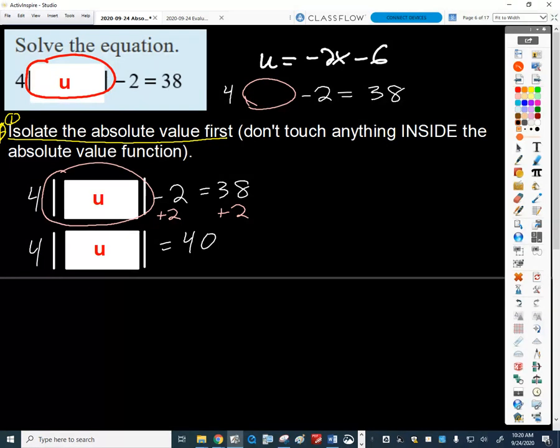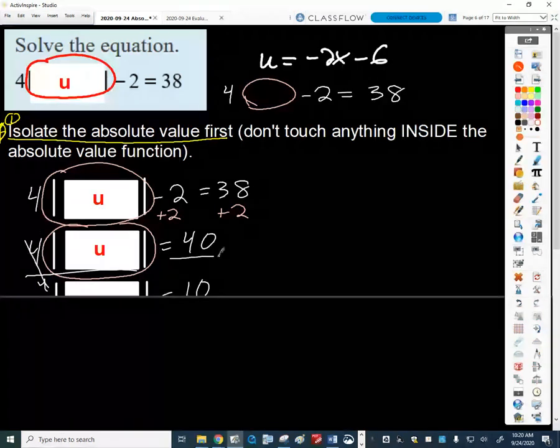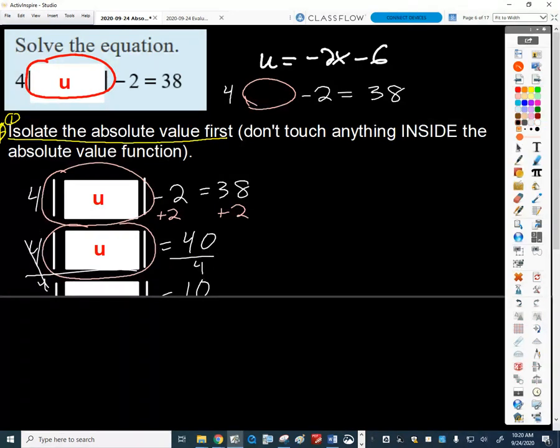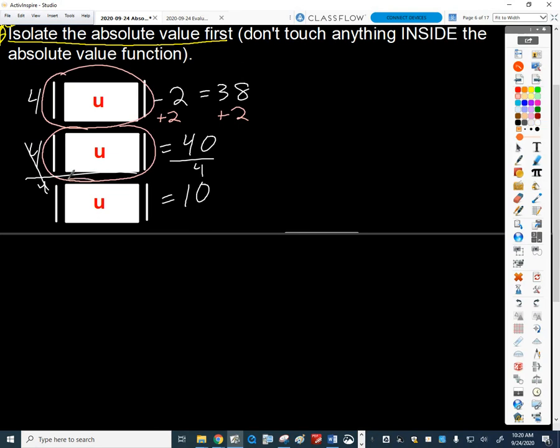What's the next thing we need to do, Brooklyn? Divide by 4. Good. And then we're there, aren't we? So now we've got the red bubble by itself. If we just divide each side through by 4, I didn't leave myself much space here, but I'm trying my best. So if we divide that by 4, we divide that by 4, look what we get then. We get the red bubble by itself, and it's equal to 10.